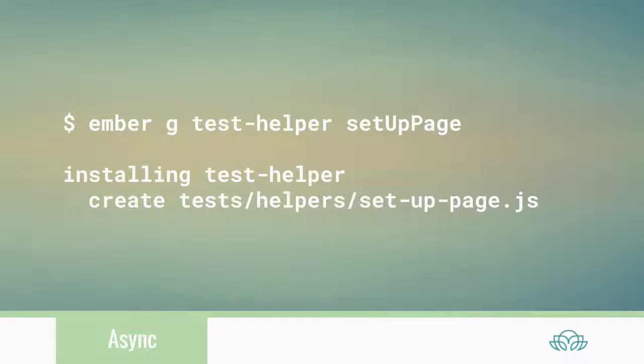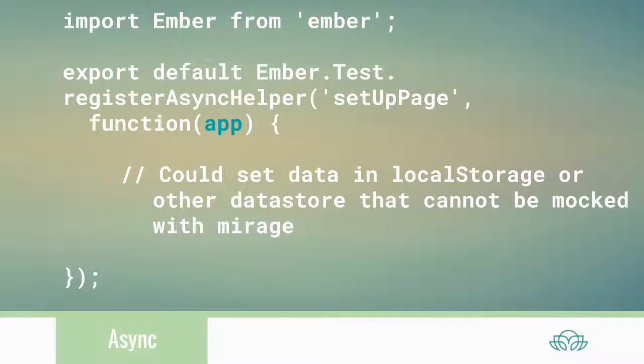And another thing you can do is create an async test helper to do this. So Ember generate test helper setup page, and then you have this test helper, and it could do something like set data in local storage or another data store that cannot be mocked with Mirage. Mirage is my preferred tool now for mocking APIs and setting up data in acceptance tests as much as possible, but it doesn't always work for all different data stores. Some are complicated and some are not RESTful. So this could set data in local storage or another data store.